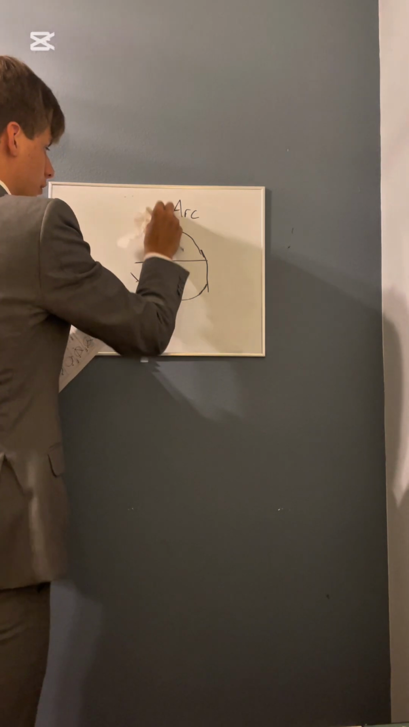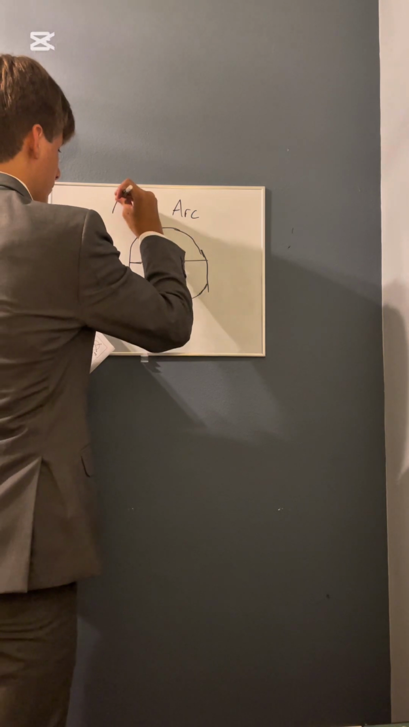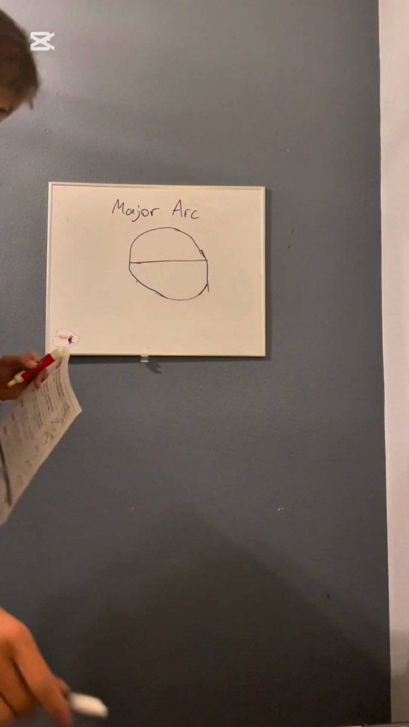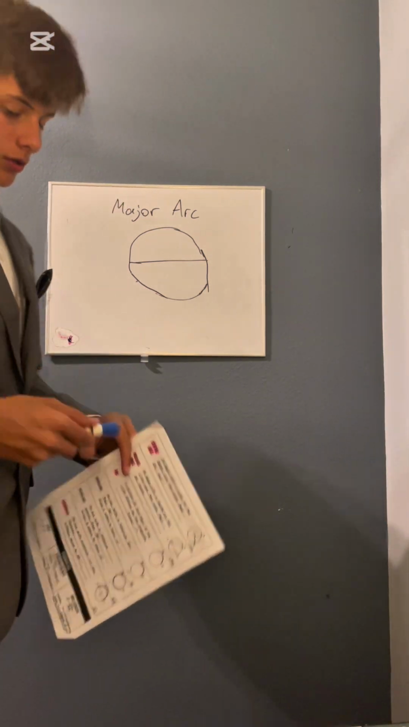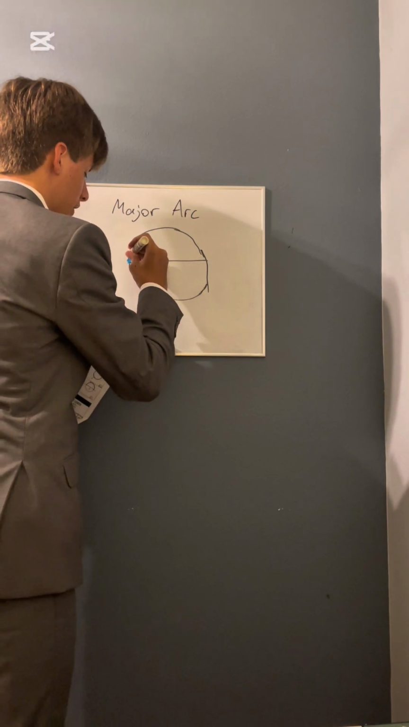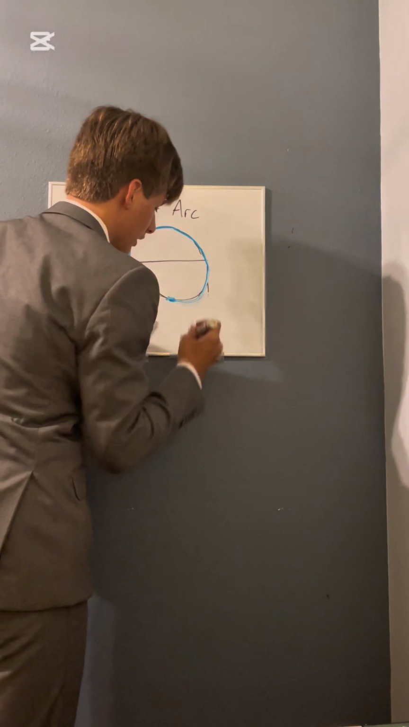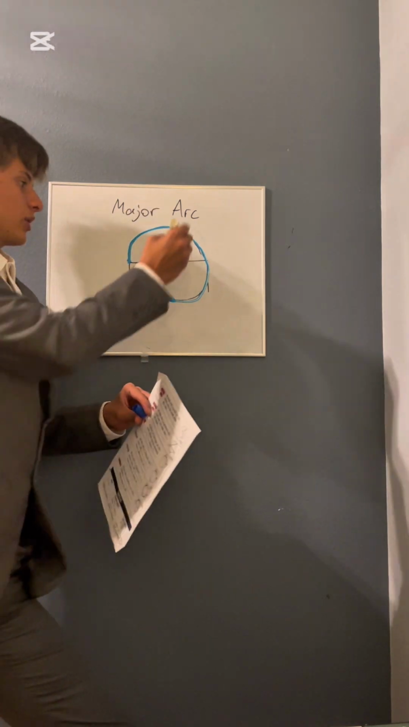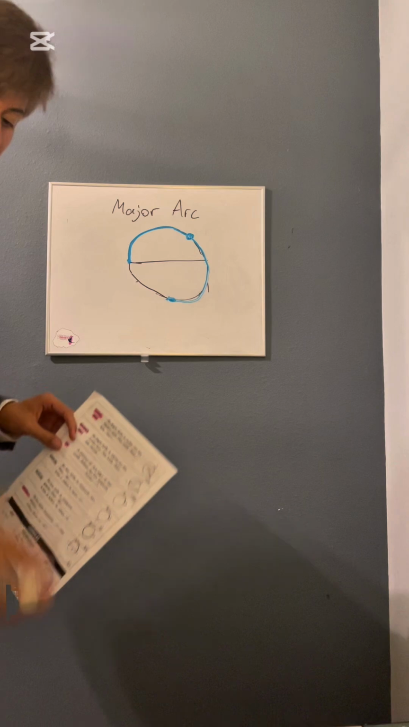Let's move on to major arcs. Major arcs are more than 180 degrees. Let's use my blue marker. This would be a major arc. Remember that thing that I was saying, though, that it's not always signified by 2 endpoints? This is what I'm talking about. For a major arc, it is signified by 3 endpoints.